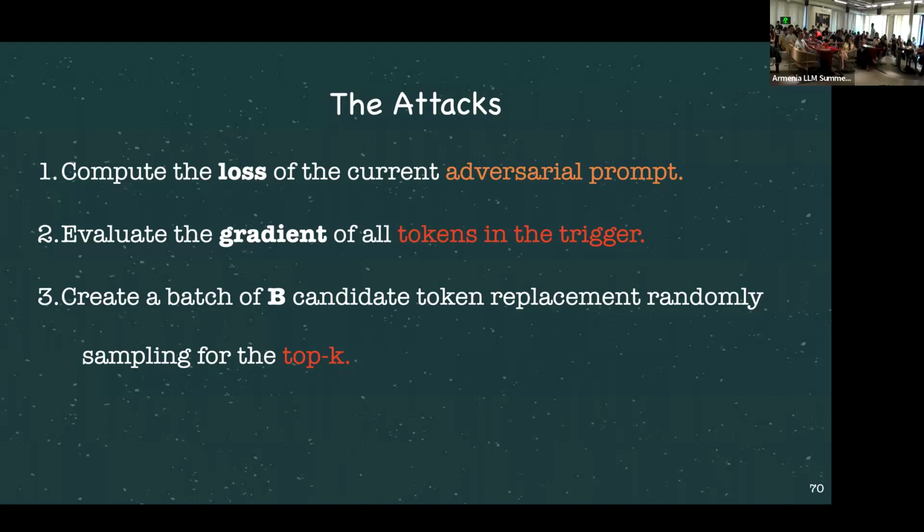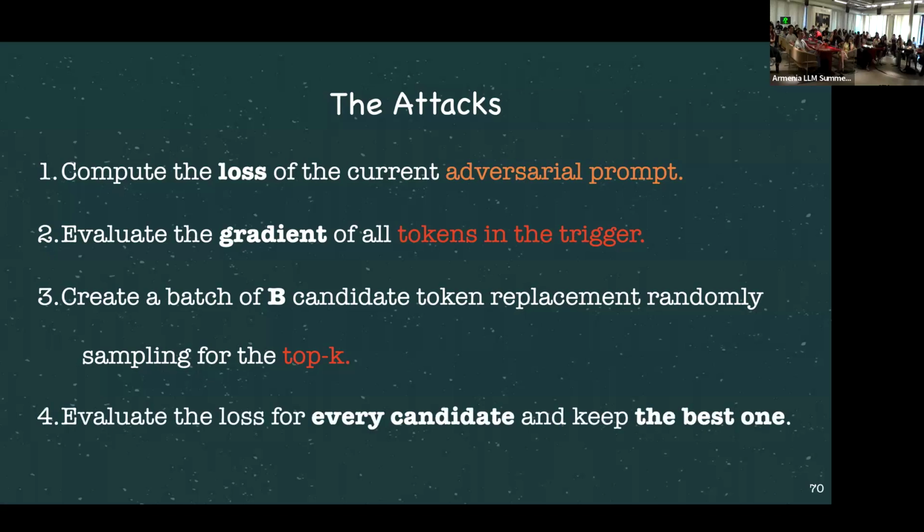So it's not completely exact, and you need to try a bunch of promising candidates. You sample candidates from the top K, and then evaluate the loss. So once you have new candidates for the trigger, you evaluate the loss, and you keep the one that makes the loss the lowest. And this way, you make sure that the loss is always decreasing.